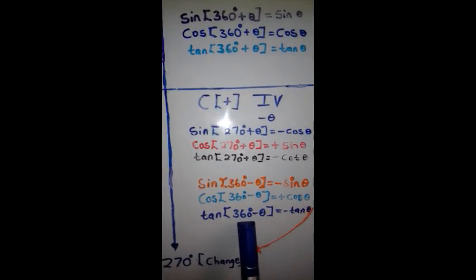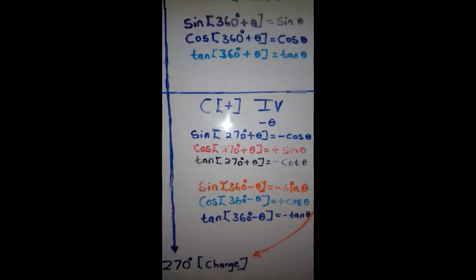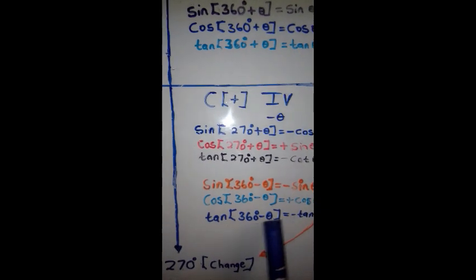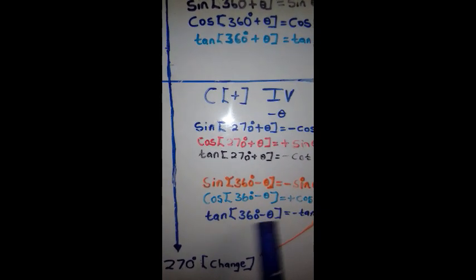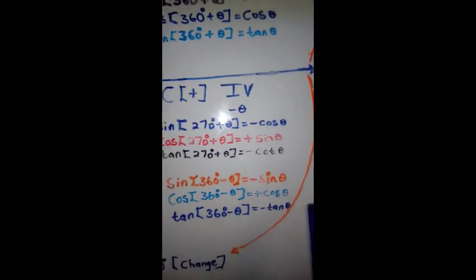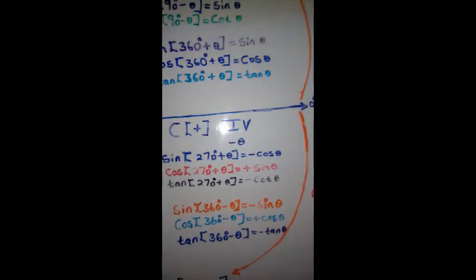Then tan 360 minus theta. Tan is what on the first quadrant? Tan is negative, so it's going to be negative. 360 minus theta is what? It means no change, so it's going to be negative tan theta.